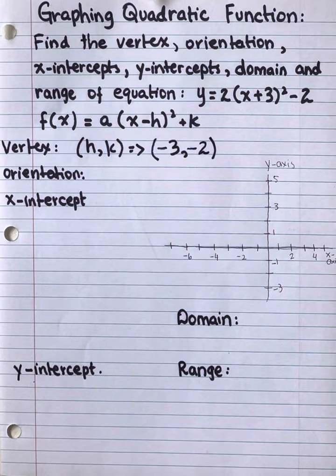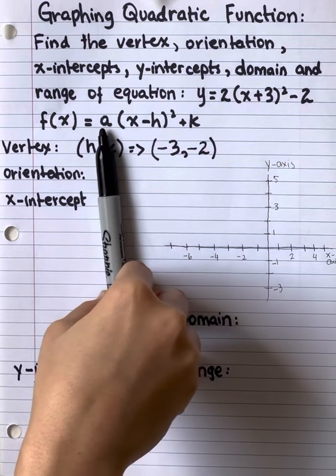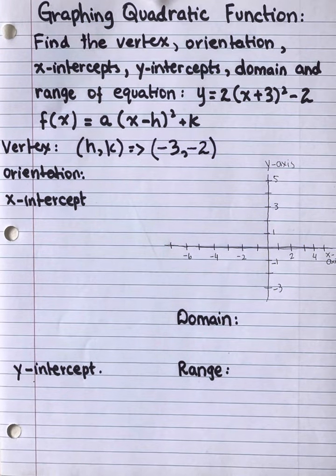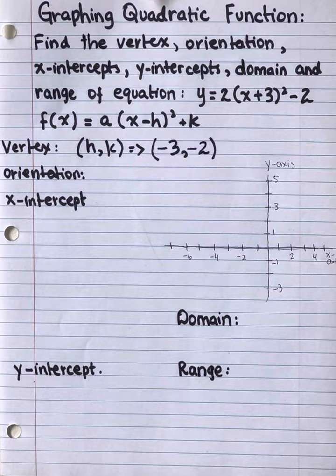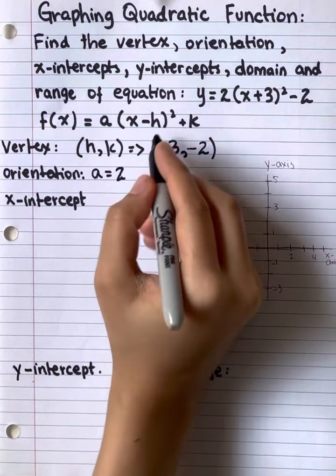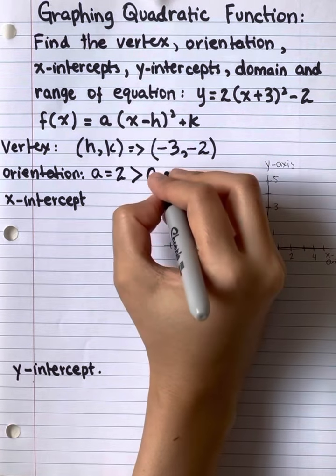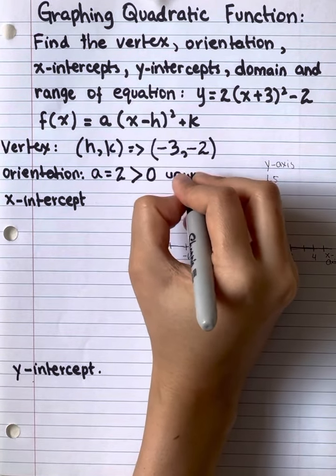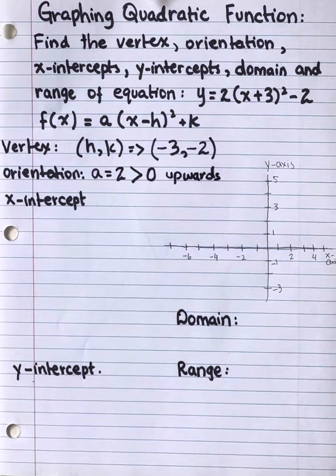And now the orientation. For the orientation, we have to find the value of a, and if the value of a is greater than 0, then our parabola curve is facing upwards. And if it's less than 0, our parabola curve is facing downwards. So here our a is 2, which is greater than 0. So the orientation is upwards. It's an upwards parabola.